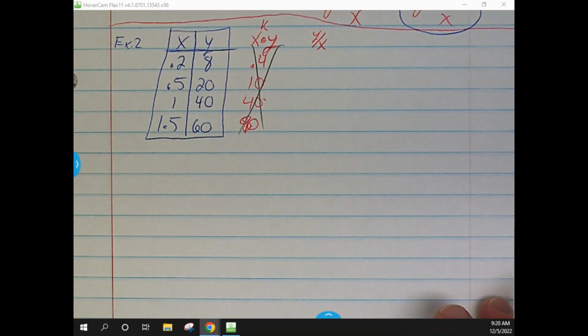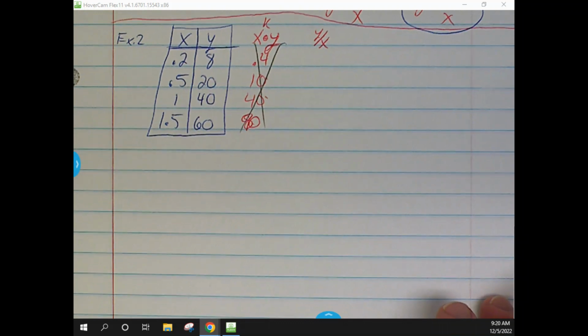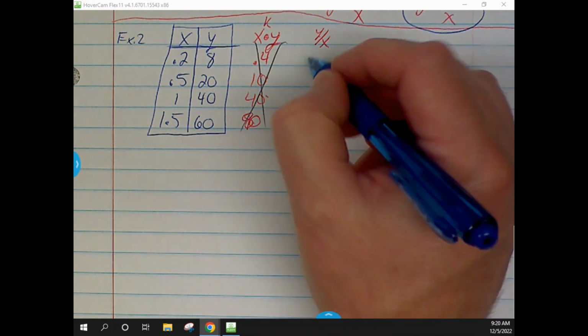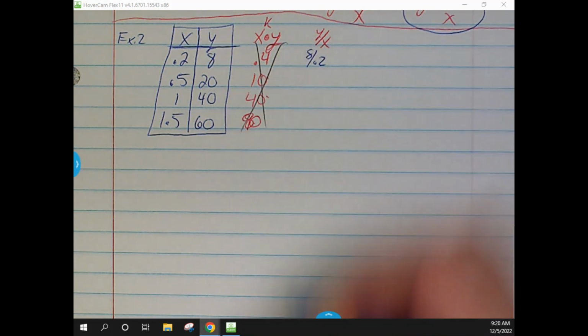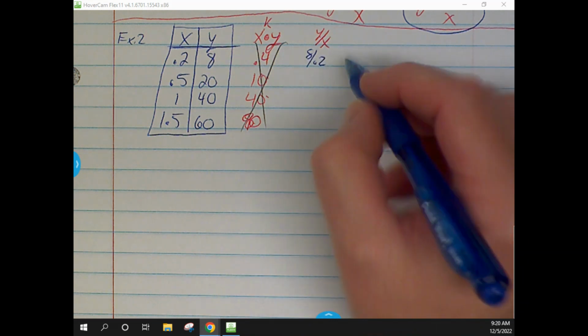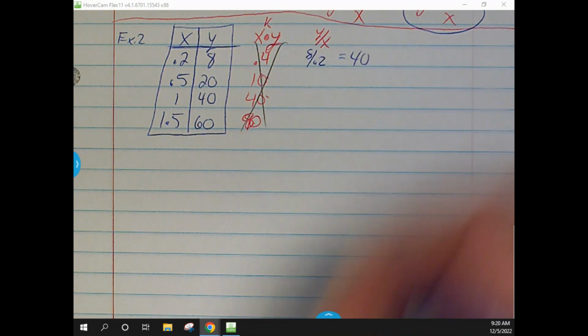I mean, you can still get the right answer to know what type of relationship it is, but the k value, if you don't do y divided by x, your k value is going to be wrong. So for this one, it's 8 divided by 0.2, which really, if you move that decimal over, that's 80 divided by 2. So that'd be 40.